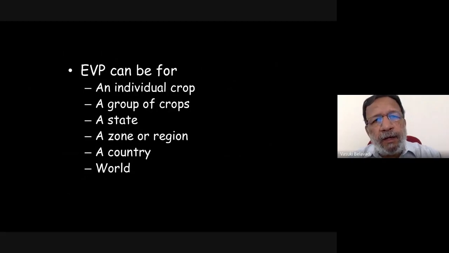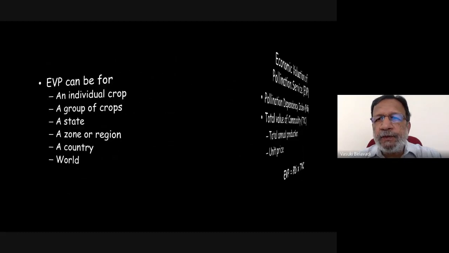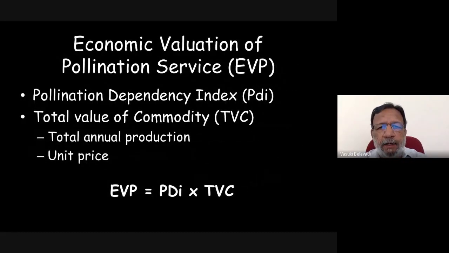Now, the economic valuation of pollination service can be done for an individual crop or a group of crops. It can be for a state, for a zone or region, for the country, or for the entire world, as it has been done by the FAO. So the economic valuation is calculated by multiplying the pollination dependency index with the total value of the crop. The total value of the crop is the annual production multiplied by the unit price. So PDI is the pollination dependency index, and it is multiplied by TVC, that is, total value of the commodity or total value of the crop.